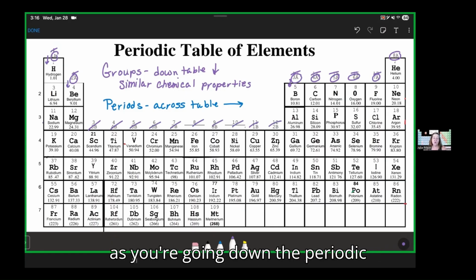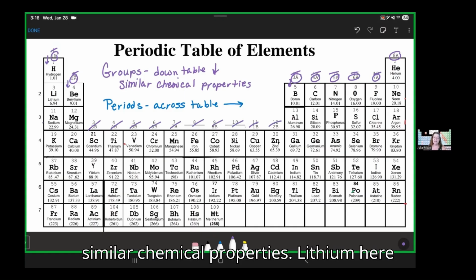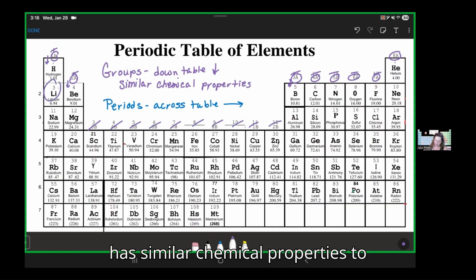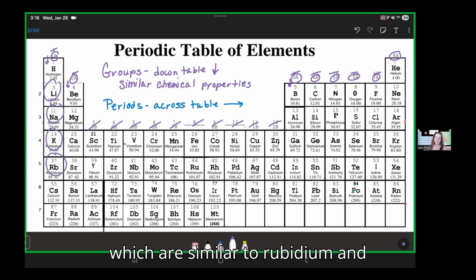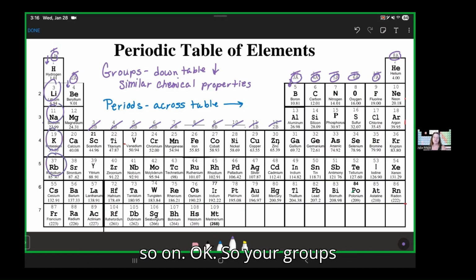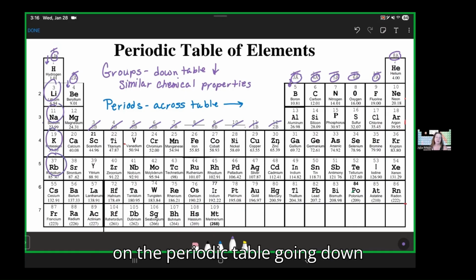Okay, and so as you're going down the periodic table, the group tends to have similar chemical properties. Lithium here has similar chemical properties to sodium, which are similar to potassium, which are similar to rubidium, and so on. Okay, so your groups on the periodic table going down tend to have similar chemical properties.